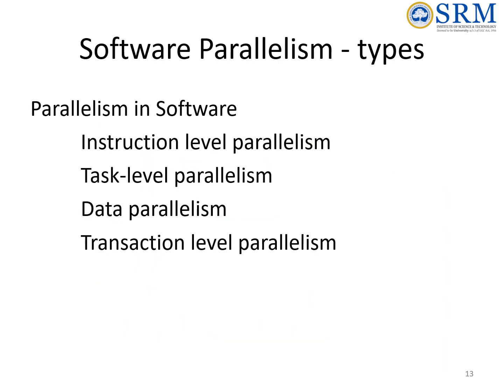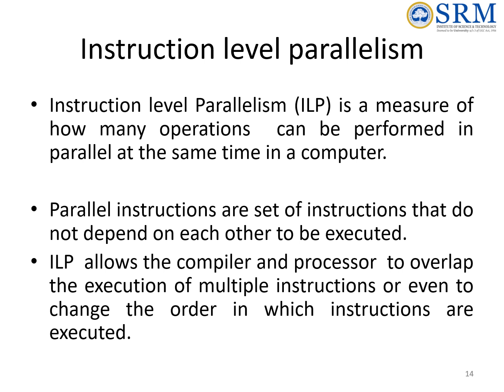So software parallelism has four types: instruction level, task level, data level, and transaction level parallelism. Instruction level parallelism is a measure of how many operations can be performed in parallel at the same time. That is, how many instructions can be executed in parallel in a computer. Parallel instructions are a set of instructions that do not depend on each other to be executed.